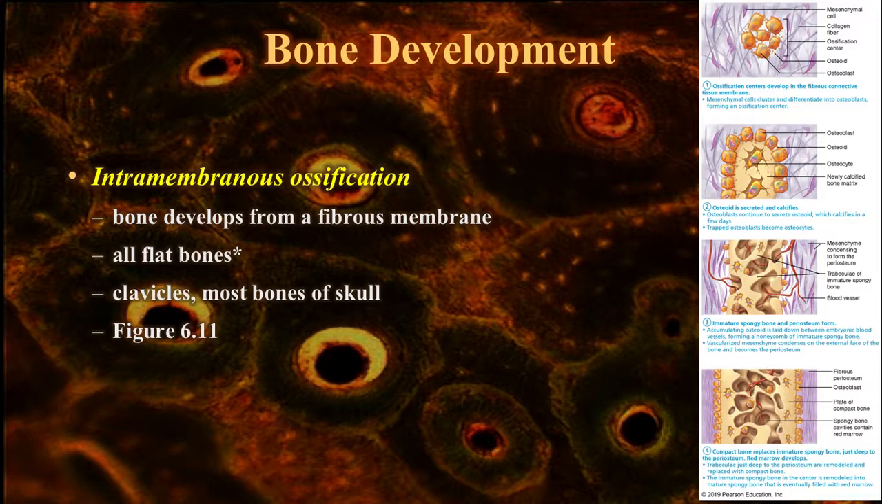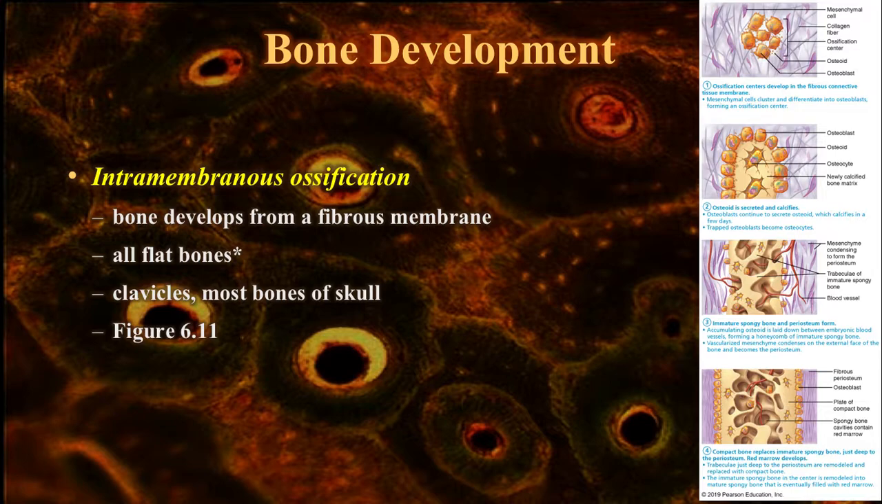Okay? In your notes, it says that all of the bones formed by intramembranous ossification are flat bones. I put a little asterisk by there because the majority of them are flat bones, except the clavicles. Okay, so clavicles are also formed this way. They are not flat bones. Okay, but most of the bones of the skull are formed this way, and your clavicles. So think skull, clavicle.